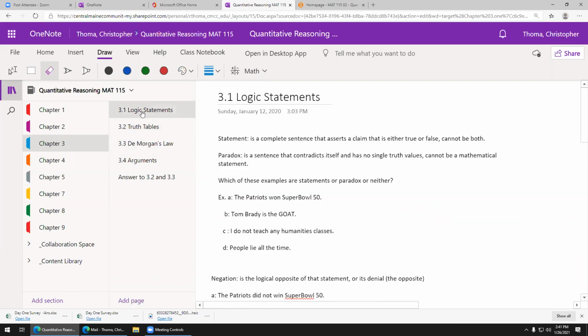So chapter 3 is logic statements and truth tables. It is very similar to chapter 2, which is set notation. So we're going to talk about some of the very, not same, but very similar concepts. Some of the wording is going to be the same, and then some of the symbols are going to be different, but the wording's the same.